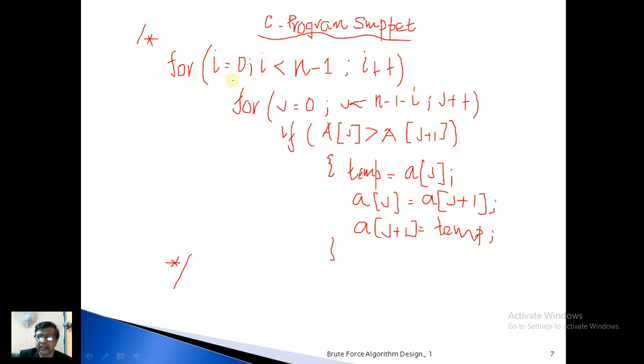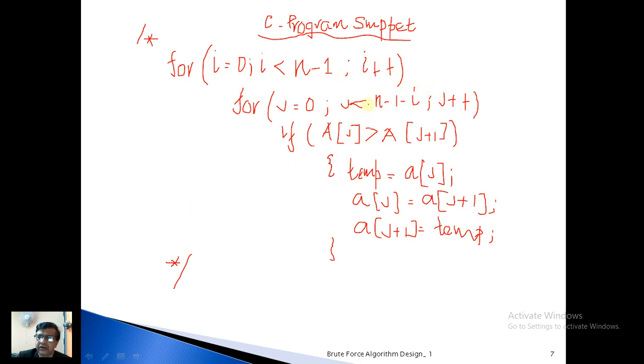In the selection test, etc., they will ask you the coding portion of it. Nowadays they are hell bent on asking the candidates on coding. Therefore, you need to remember this. For i equal to 0, i less than n minus 1, i plus plus. That is n minus 1 iterations. This will generate n minus 1 iterations.